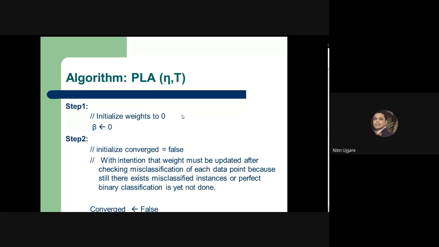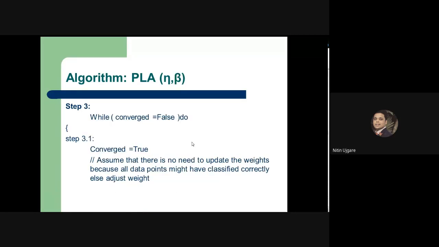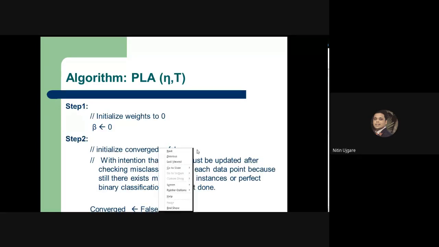So I'll just go fast. As we have just mentioned in the key idea, initialize the weights to 0. So beta is set to 0. And initially we are setting the value of our converge variable, this Boolean variable, to false. So false means what? 0. We know that. So 0 means we do not need to update the weight vectors. When converge is true, that means we need to update the weight beta.